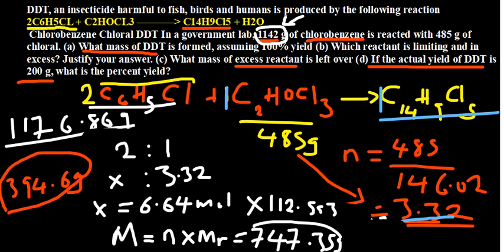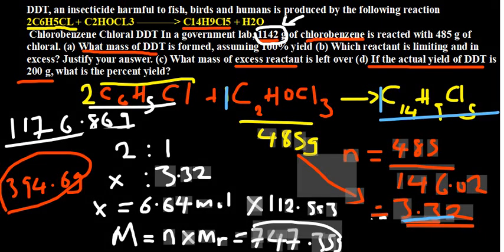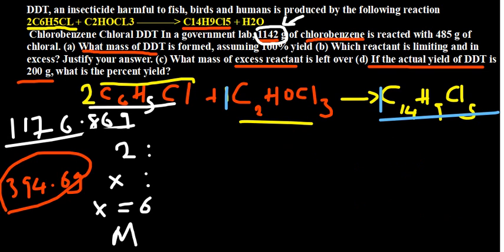Then the other question says, if the actual yield of DDT is 200 grams, what is the percentage yield? So if the actual yield was that, what is the percentage yield? What is very important to understand is that the actual yield is always going to be less than the theoretical yield. And the theoretical yield is determined from the calculations, the number of moles. Don't forget that in the first question we determined the mass of DDT that was formed, and it was this one here.